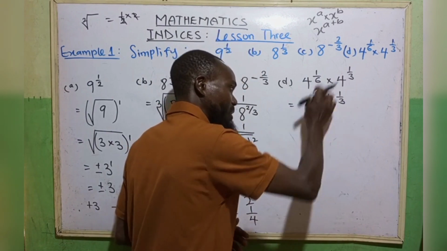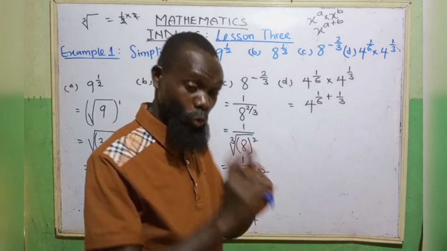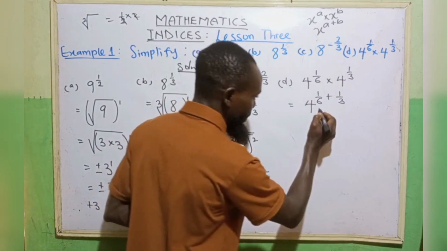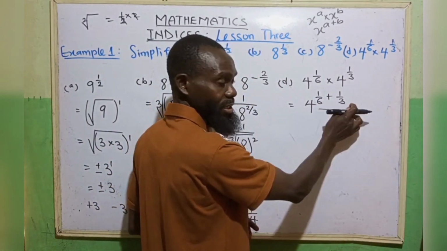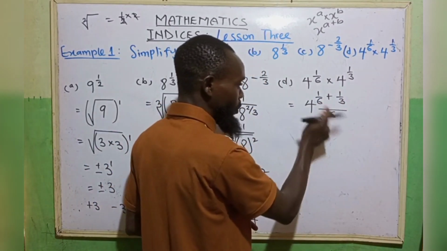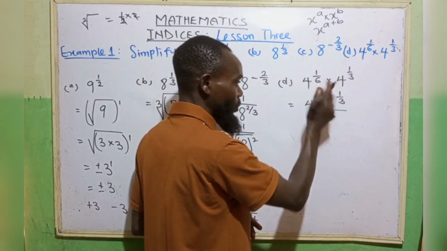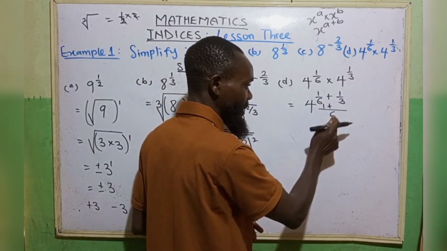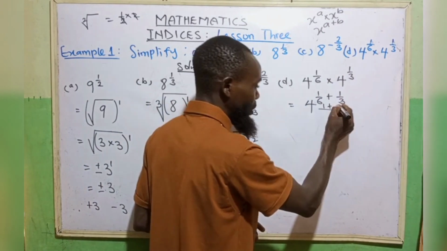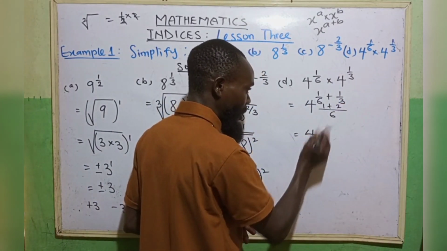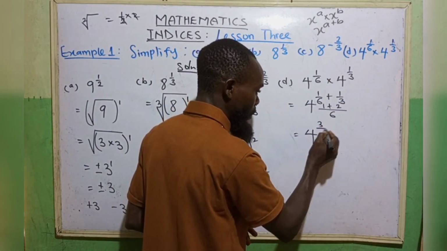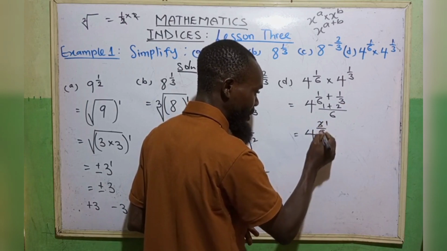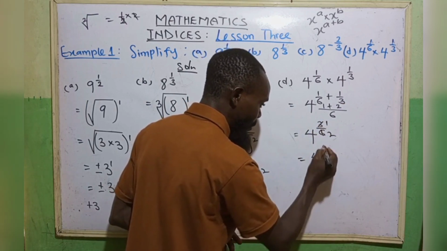This is a fraction. We have to change it to one fraction. Let me say, find the LCM of 6 and 3. We have 6. 6 goes in 6, we have 1. 1 times 1, 1. Plus 3 goes in 6, 2. 2 times 1, 2. So we have 4 raised to power 1 plus 2, 3 over 6. 3 here, 1, 3 here, 2. So we have 4 raised to power 1 over 2.